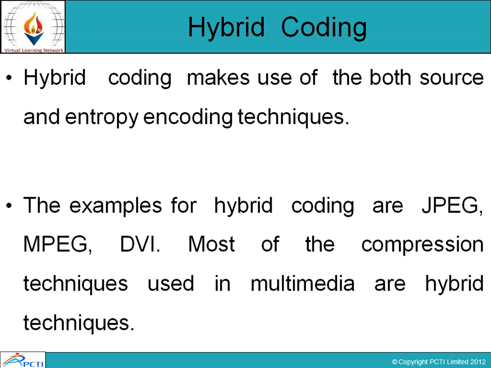Then there is your hybrid coding. First is your entropy, then source, and lastly hybrid coding. Hybrid coding makes use of both the source and entropy coding. That's why we name it hybrid. The particular examples of this are JPEG, MPEG, DVI. These are the examples of hybrid coding. Most of the compression techniques used in multimedia are hybrid techniques.